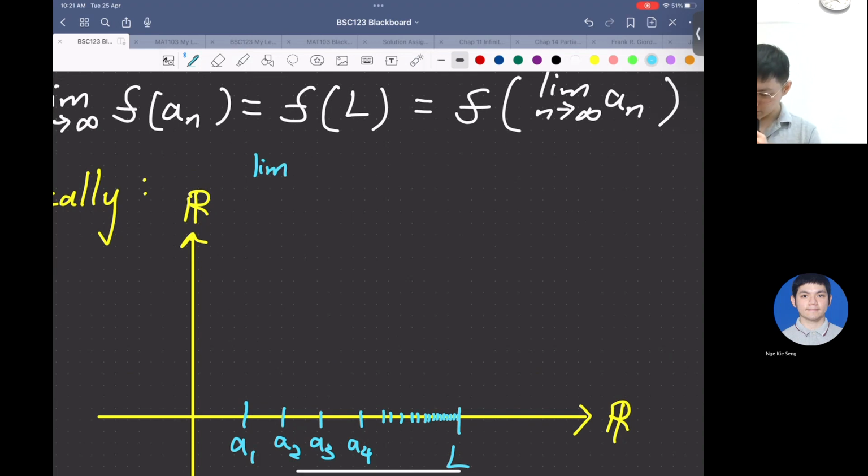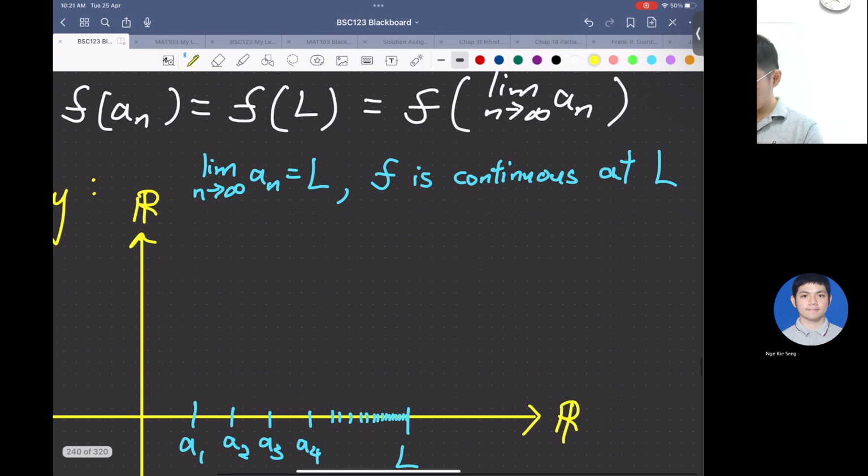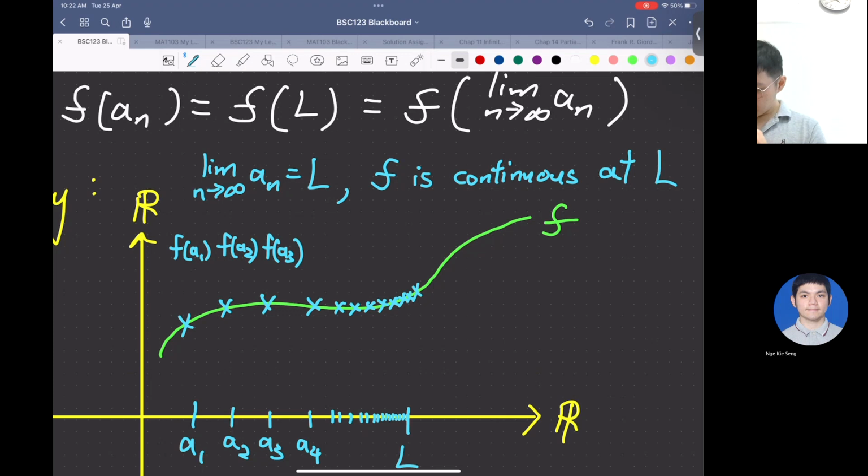So let us put those conditions together. They converge to one point, and then f is continuous at L. So what does it mean for f to be continuous at L? Maybe you've got an f like this. Now you consider f(a_1), f(a_2), f(a_3), and so on. You see this sequence here, and then finally you reach f(L).